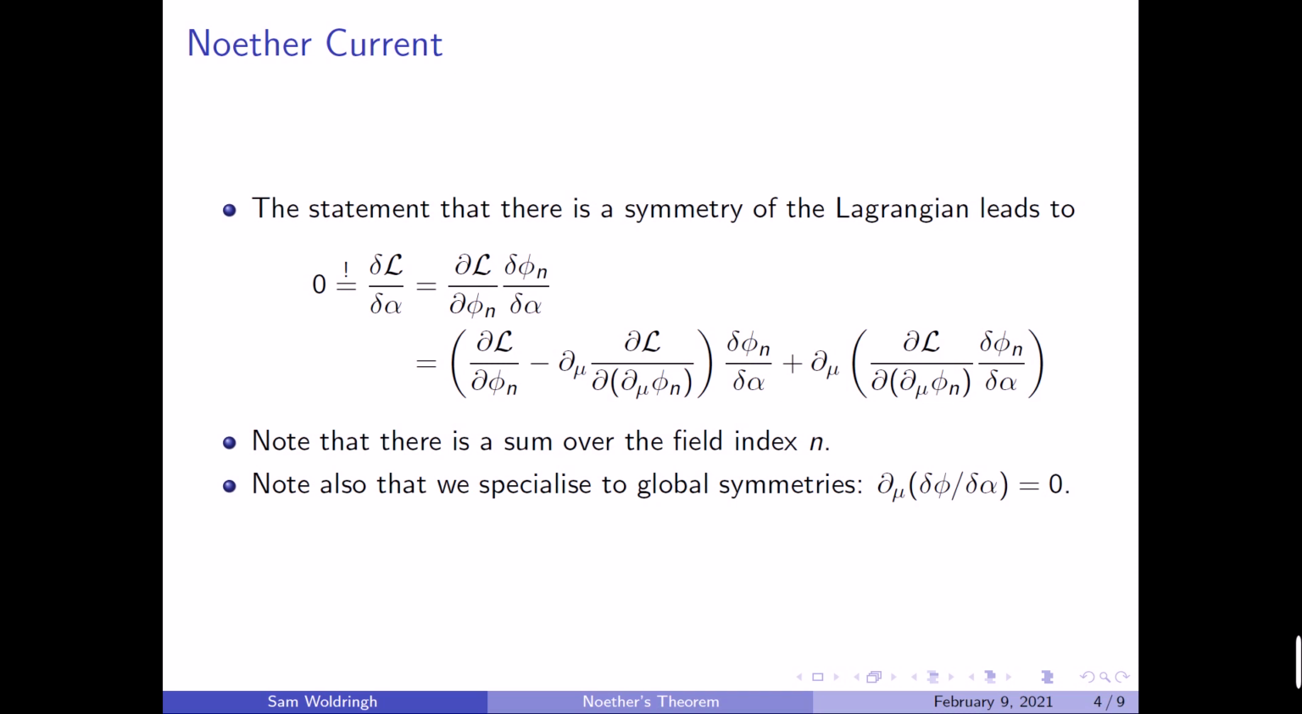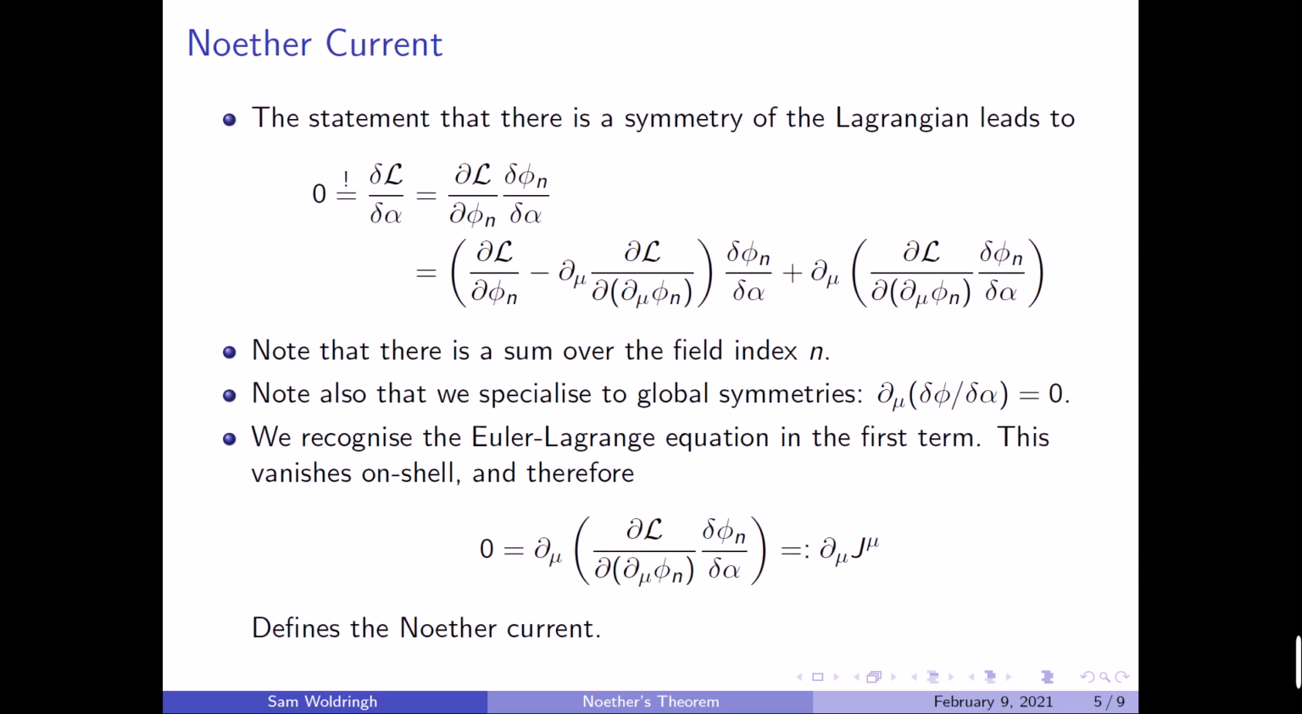Note also that we specialize to global symmetries, where the variation of the fields with the spacetime coordinates is 0. Now, if that's not the case, you can always compensate for that with the product rule by just subtracting a term for that. One immediately recognizes in the first term that this is just the Euler-Lagrange equation. Therefore, if we're on shell, namely if the classical equations of motion are obeyed, we see that this variation, or rather this derivative, vanishes. And therefore the term within brackets defines a current J, which we'll call J mu, and that's the Noether current.